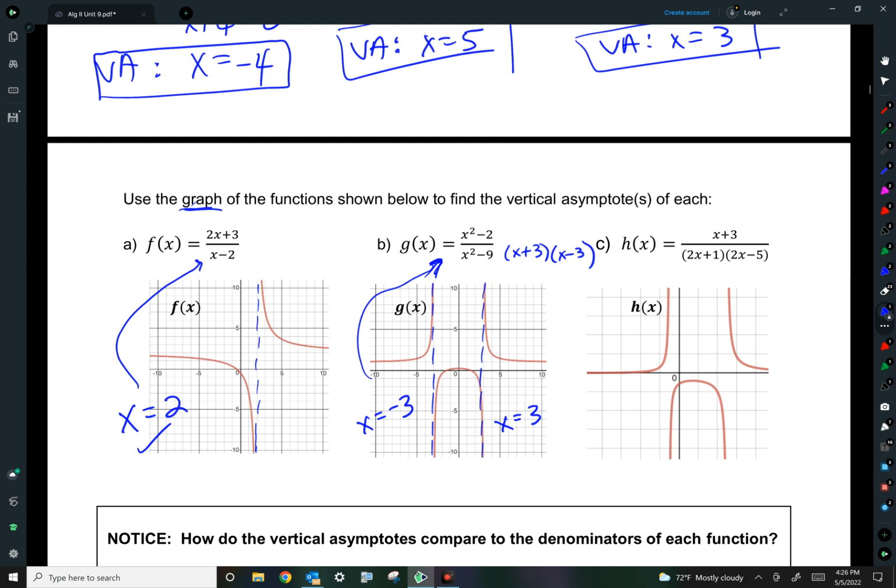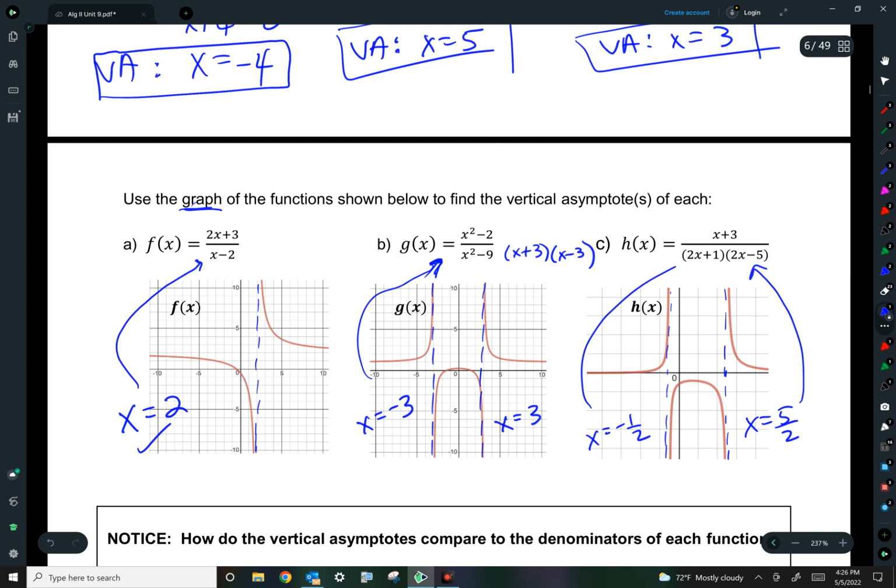Okay, and if I look at this graph, it looks like the vertical asymptote is somewhere here between 0 and negative 1, right? I'm going to guesstimate at negative 1/2. And then it looks like it's right in the middle here between 2 and 3, right? So 2.5 would be what, 5/2? Okay, does that fit? Will those numbers make the denominator equal 0? Yes. So you can have more than one vertical asymptote. That just means your denominator is going to have more than one place where it equals 0.